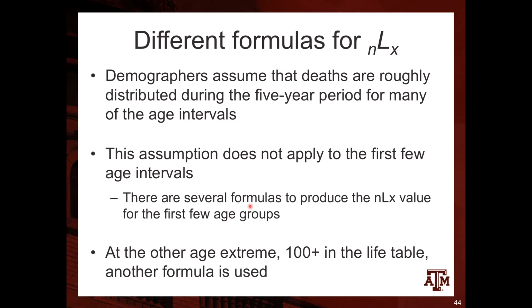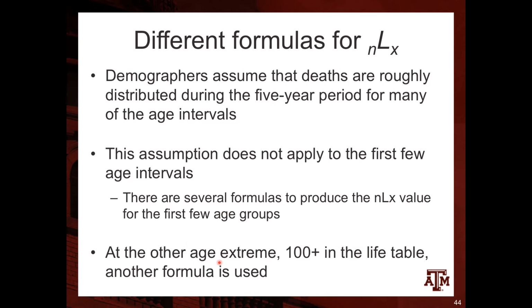So demographers assume that deaths are roughly distributed equally during the 5-year period for many of the age intervals. But this assumption does not apply to the first few age intervals, because usually for younger ages, for example from 0 to 1, most of the babies that die, die closer to age 0 than to age 1. So there are several formulas to produce the big L column for the first few age groups, and I will show them in the Excel spreadsheet that's available on the course website. I will show it at the end of this lecture.